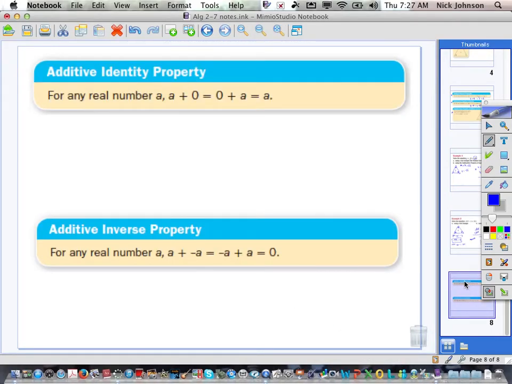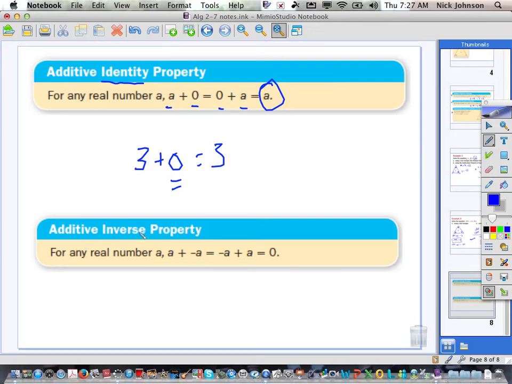Two more properties that I need you to know. The additive identity property. The additive identity property says if I take a number and add 0 to it, I am left with that regular number. We all know 3 plus 0 equals 3, right? This is the additive identity. If you add 0, you are going to get the same thing. Identity means you get out the same thing. What number do you add to something to get out the same thing? Well, you add 0 to it. Can't add any other number.